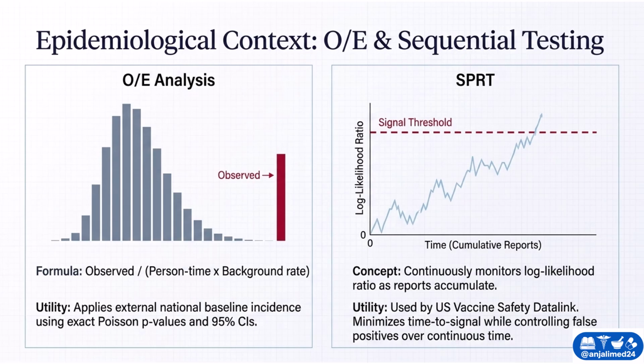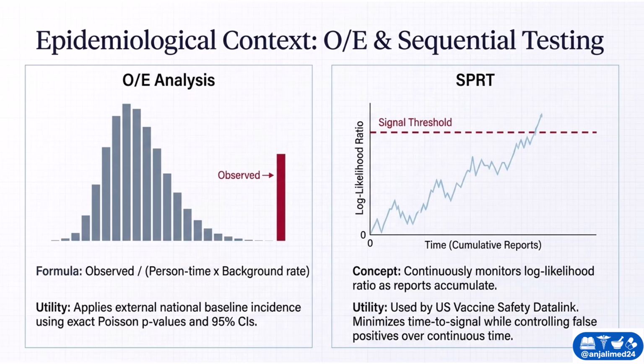The histogram shown on the left represents the expected distribution of the events, while the red bar represents the actual observed number of cases. If the observed value lies significantly above the expected range, investigators may suspect a potential safety signal requiring further investigation. Importantly, this method often uses exact Poisson statistical testing and confidence intervals to determine whether the excess is statistically significant. Now let's move to SPRT.